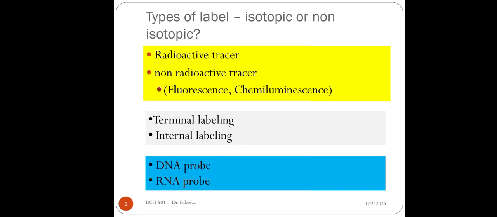And when we talk about probes, probes are single stranded 18 to 22 nucleotide long DNA sequences which are used for hybridization reactions, and we utilize them for identifying our genes of interest or the sequence of interest.